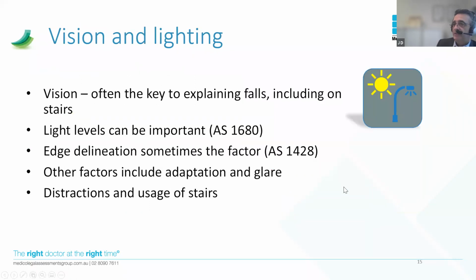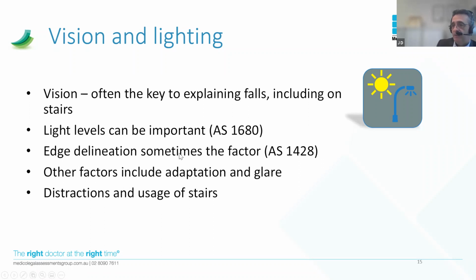Another factor we consider is the vision or lighting. Vision, obviously, if we can't see where we're going, we won't be able to place our foot correctly. And lighting, obviously, is the main key factor here. Light levels can be assessed. There are standards which we can use to measure and assess the lighting levels on stairs. Another factor is the edge delineation. How well is the edge highlighted?